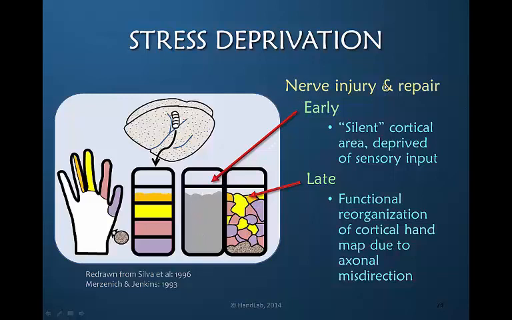As the nerve begins to regenerate and there's functional reorganization, things are disorganized because there's axonal misdirection as the nerve regenerates. So we see that the response to nerve regeneration is highly disorganized. But over time, those responses can change and be altered by virtue of the input of sensory retraining.